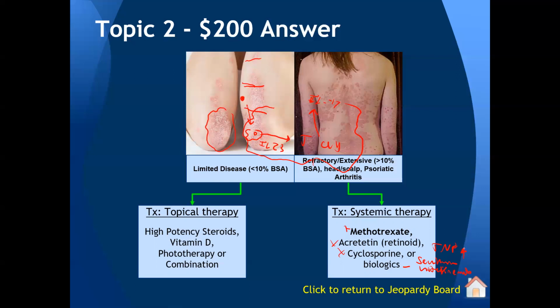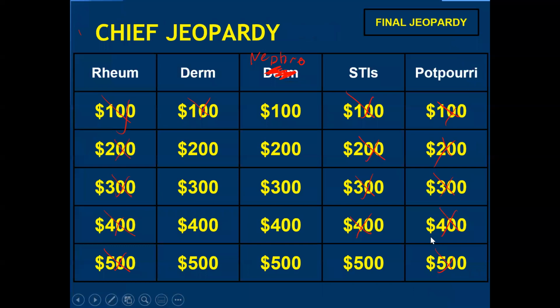So cool. Let's get back to the board, and that was Derm for 2. What do y'all want next? All right, Nephro for 4.